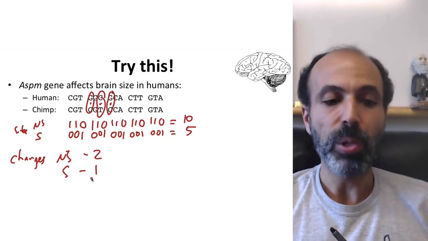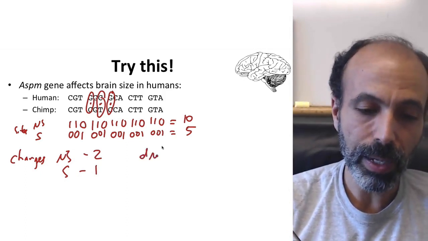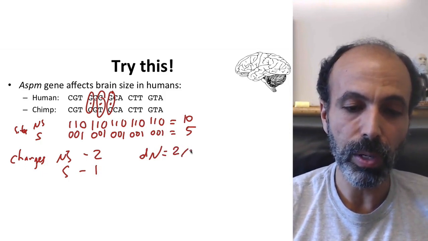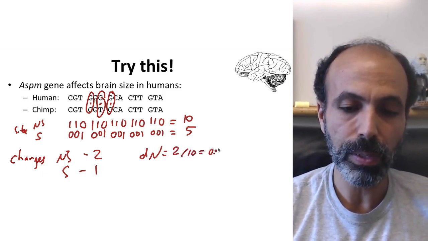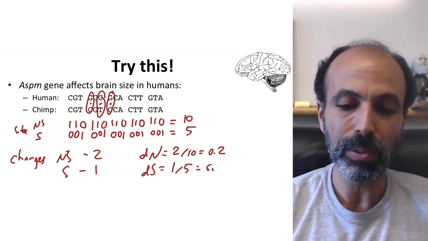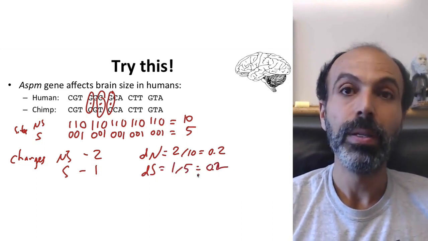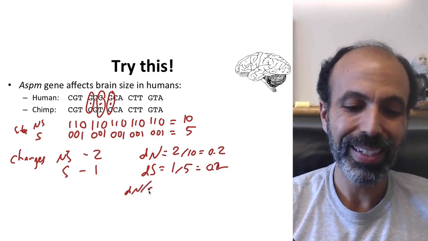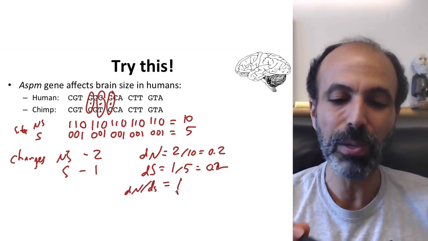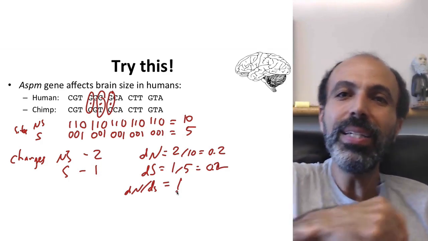Okay? So our dN over dS, so dN will be equal to non-synonymous changes over non-synonymous sites. That would be 2 over 10, which is equal to 0.2. Our dS is equal to 1 over 5, which is equal to 0.2. So our dN over dS is very easy to calculate in this case. It would be 0.2 divided by 0.2, or 1. So what does that tell you?